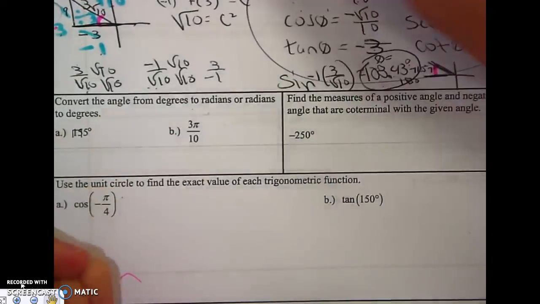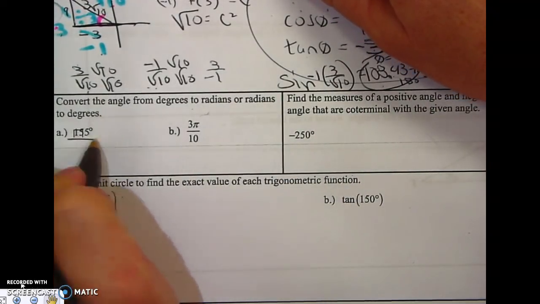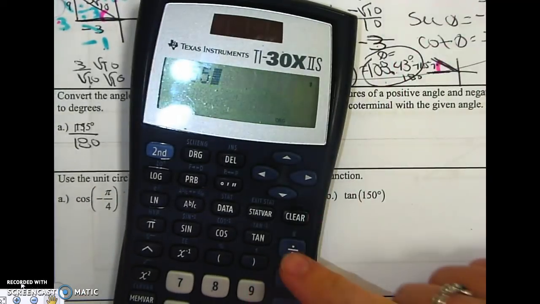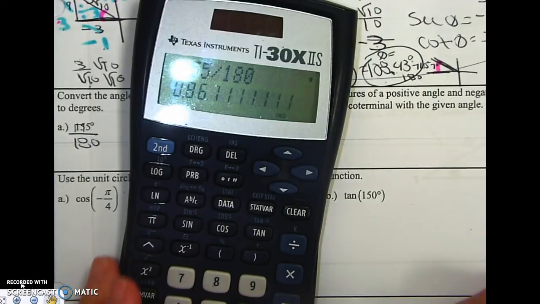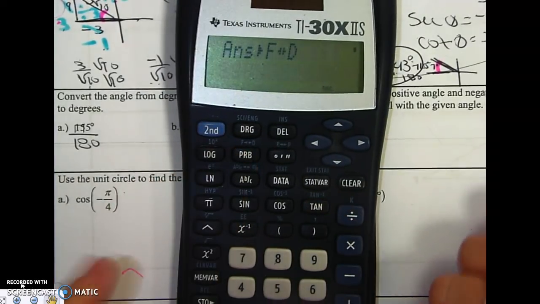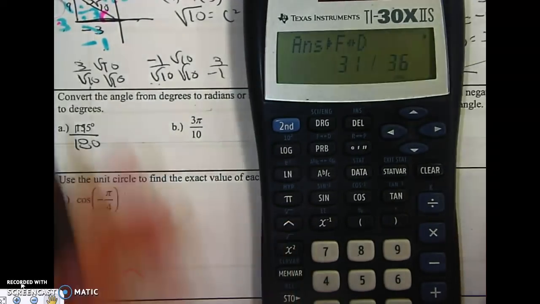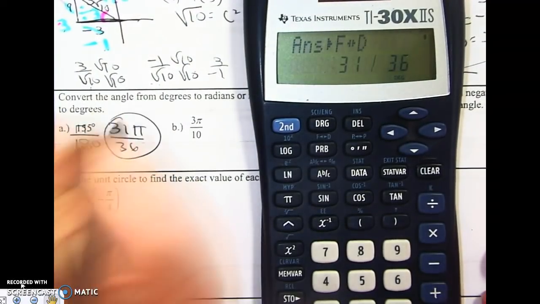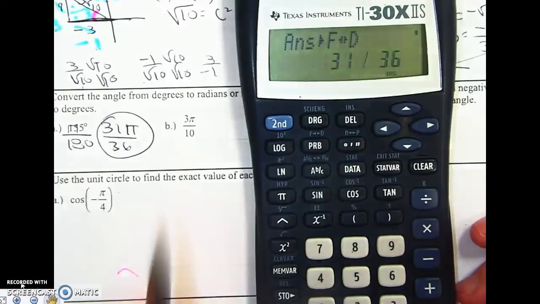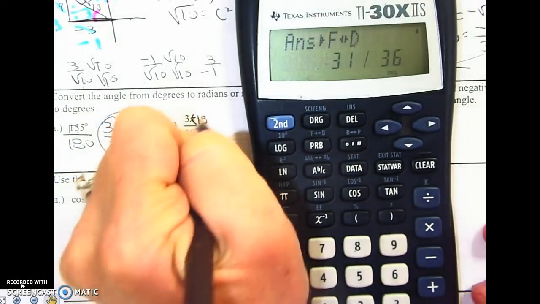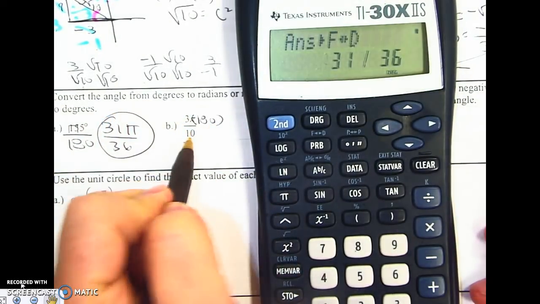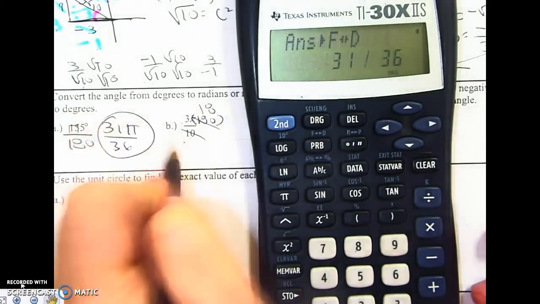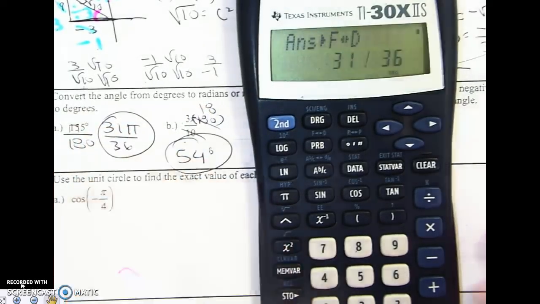Okay? All right. They want you to convert it from angle to degrees or degrees to radian. That's in degrees divided by 180. So I'm going to go 155 divided by 180. And then I go second PRB, and I get 31 over 36. So 31 pi over 36. Okay. If I want to change it to degrees, pi equals 180. So I can go 3 times 180 over 10, or that goes in 18, 54 degrees.